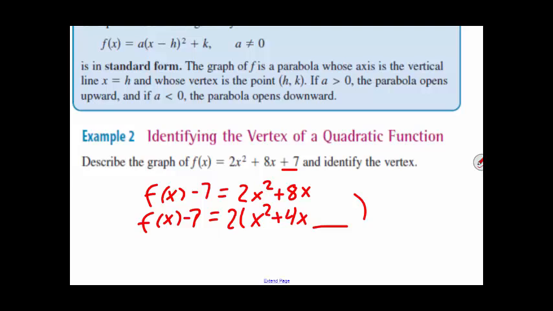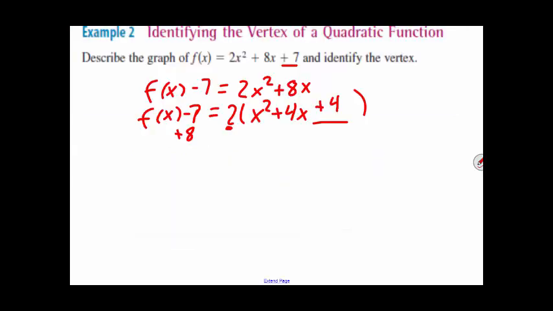So we take half of b, then square it. Half of 4 is 2, 2 squared is 4. So that means we have to add 4. That means we have to do the same thing to the other side, but notice we have this 2 out in front. So we have to multiply the 4 times 2, and we get 8. So really, we need to add 8. Remember, whatever we do to one side of the equation, we have to do to the other.